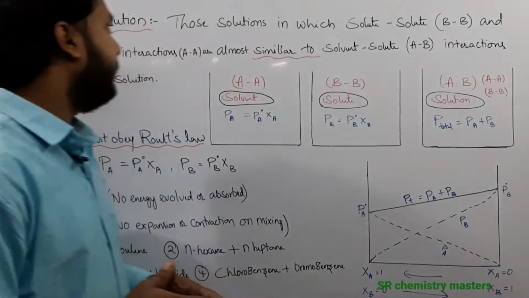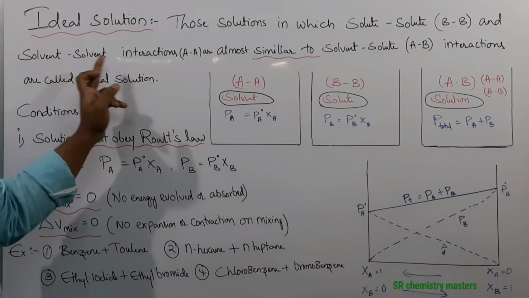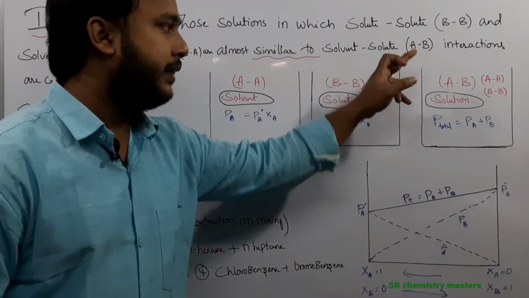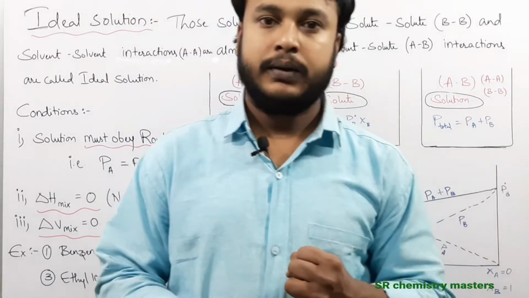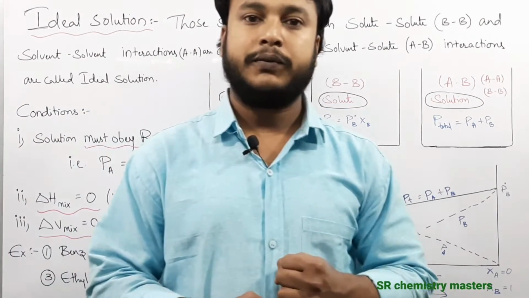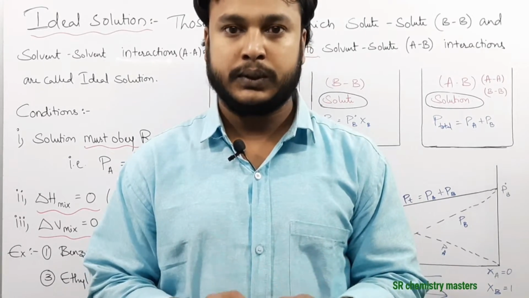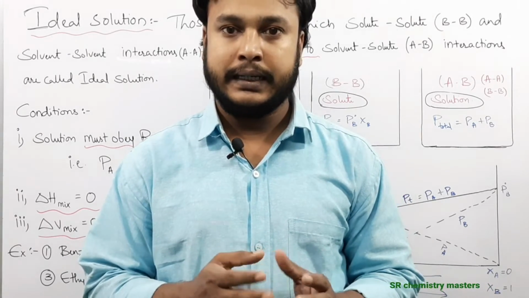An ideal solution is a solution in which solute-solute and solvent-solvent interactions are almost similar to that of solvent-solute interaction. It means that in the solution we have solute-solvent type of interactions, and those interactions should be similar to that of solute-solute and solvent-solvent in order to call the solution an ideal solution.